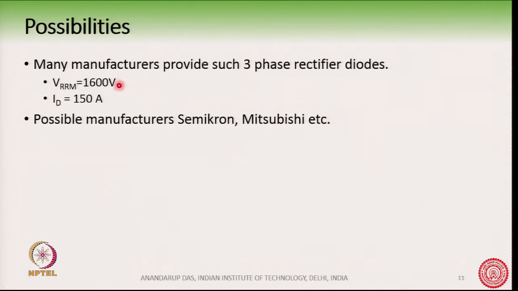And then with this VRM and ID, you can see many manufacturers with 1600 volt and 150 ampere rating. So, Semikron, Mitsubishi, Infineon, ST and many other manufacturers. You can just have a look into the websites.